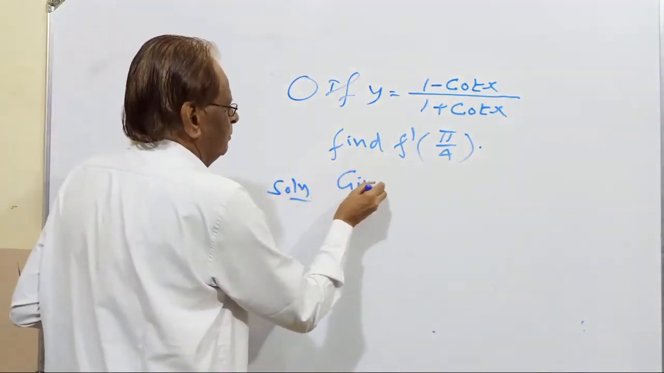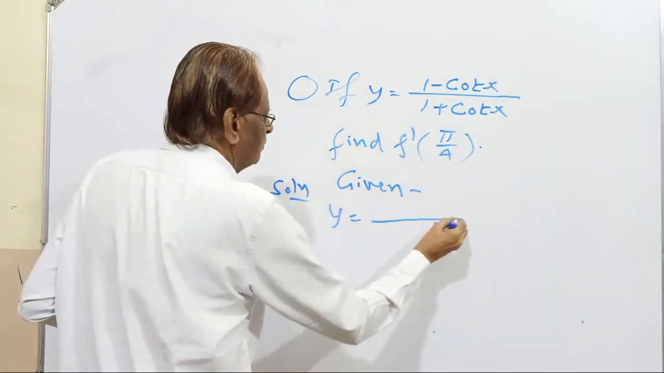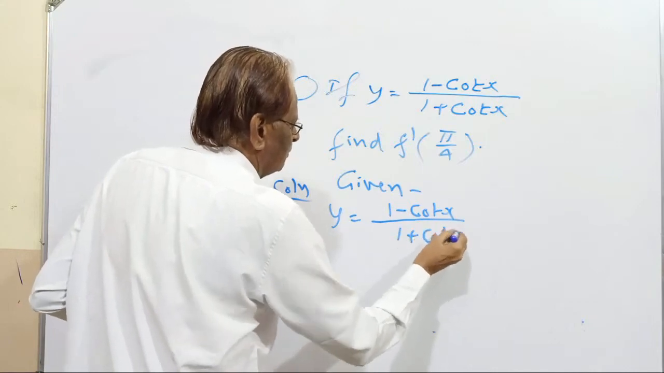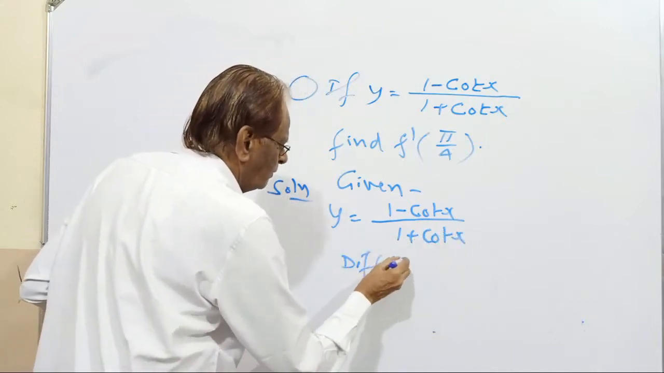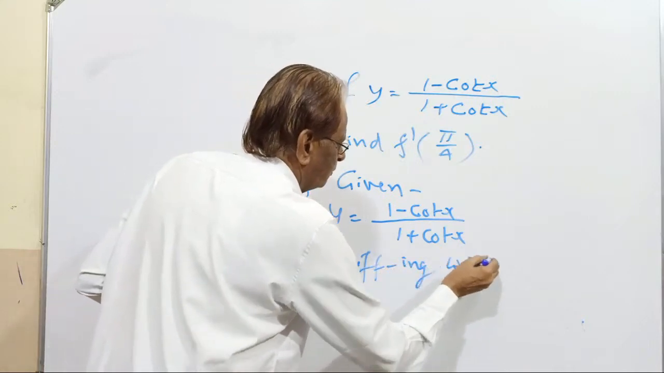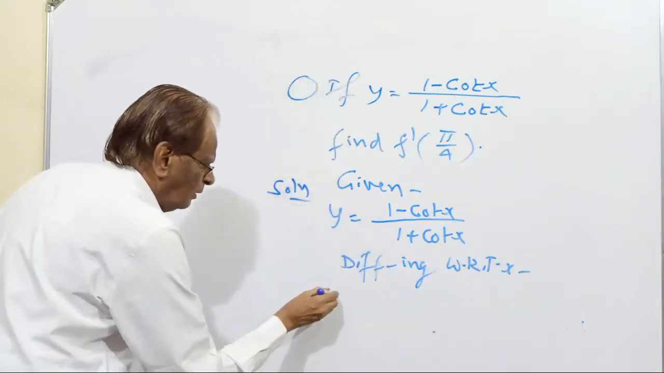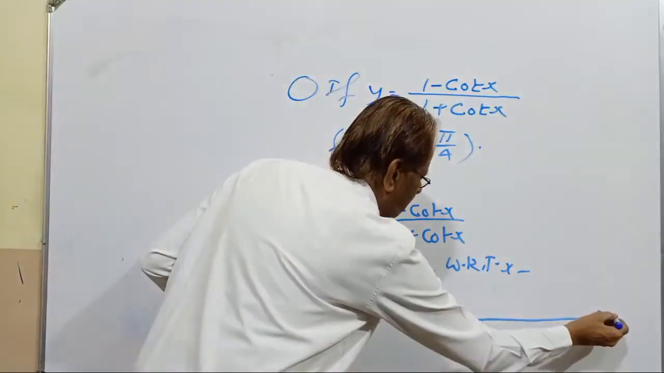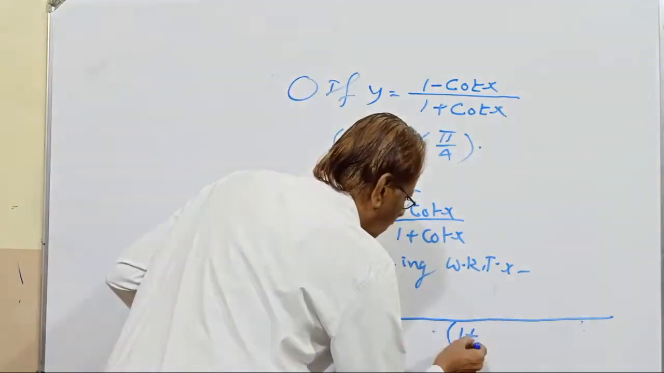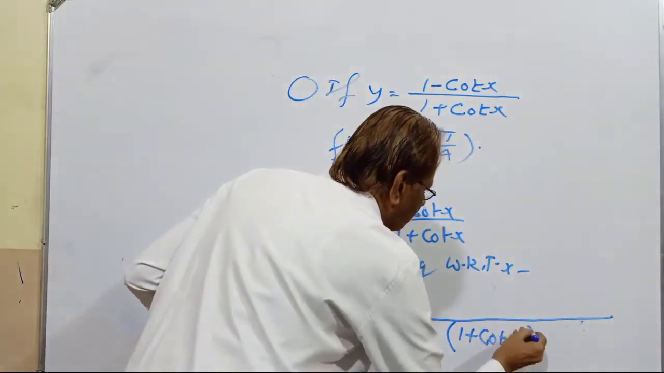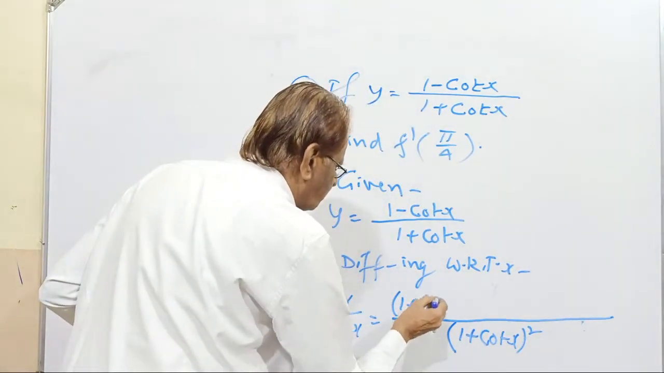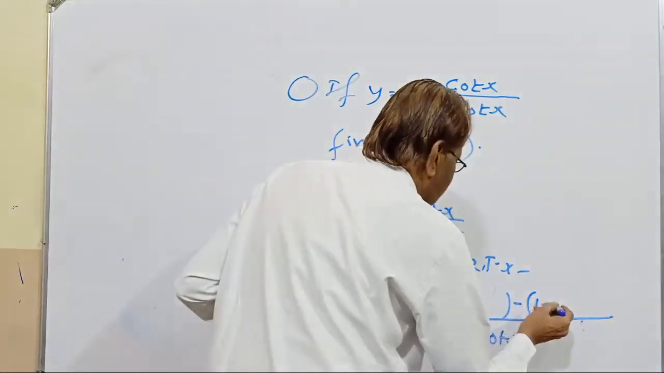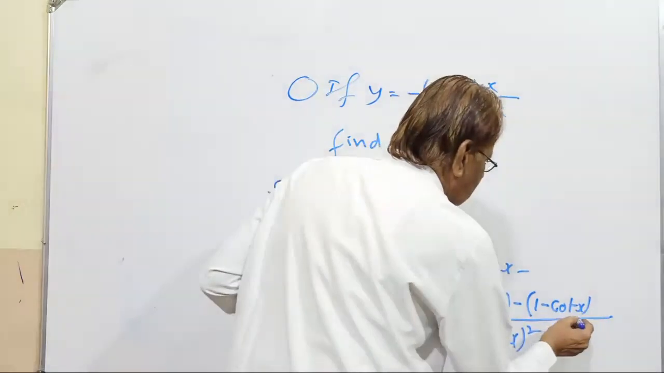Given y equals (1 minus cot x) by (1 plus cot x), differentiating with respect to x, dy by dx equals... again we differentiate by the quotient rule: denominator as it is times the derivative of the numerator, minus numerator as it is times the derivative of the denominator, all over denominator whole square.